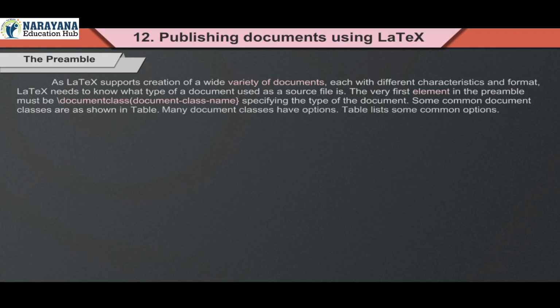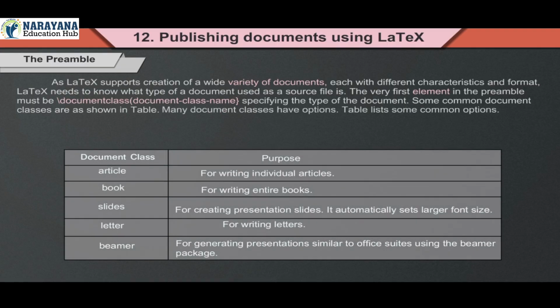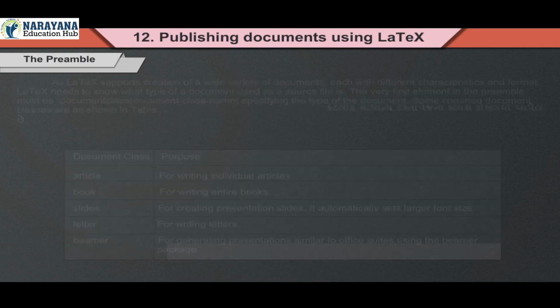Many document classes have options. The table lists some common options. Document class article: purpose, writing individual articles. Document class book: purpose, writing entire books. Document class slides: purpose, creating presentation slides. It automatically sets a larger font size. Document class letter: purpose, writing letters. Document class beamer: purpose, generating presentations similar to office suites using the beamer package.